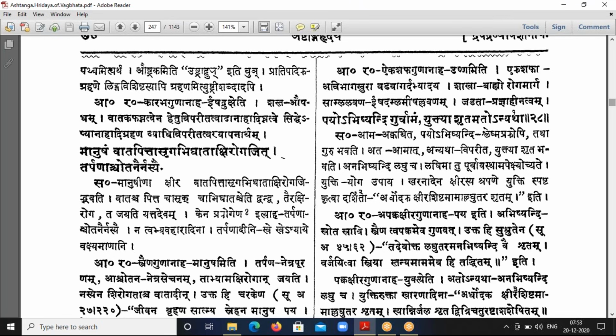That is the change that happens when it is yuktya shrutam. So these are all very important information as far as the consumption of milk is concerned. Especially when we are prescribing milk as a food, I think all these aspects are to be taken into consideration.